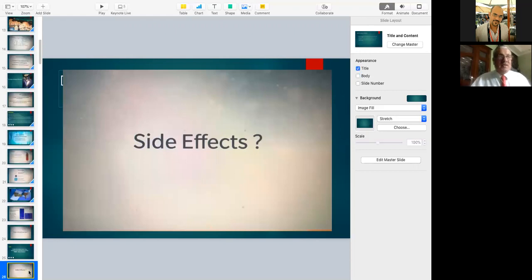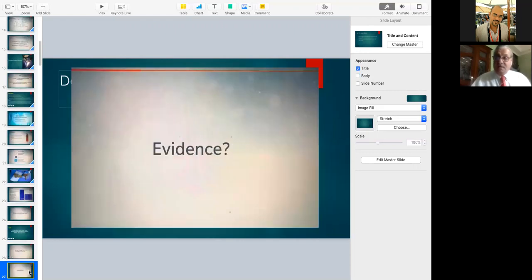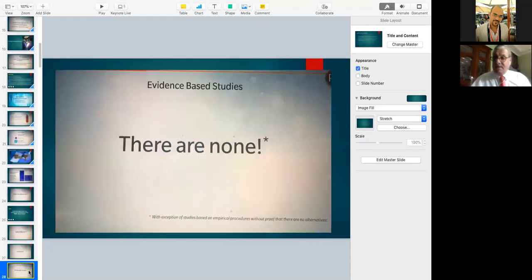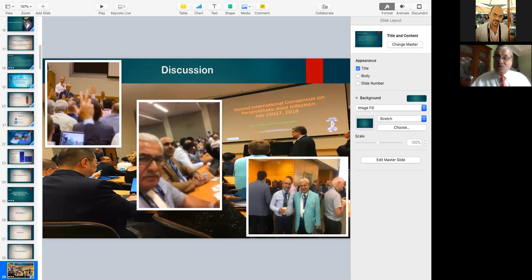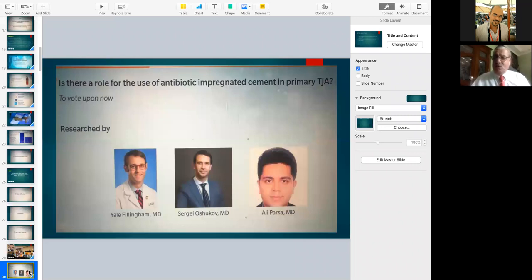And we talked also about the side effects of the antibiotic, whether ototoxicity or nephrotoxicity. And we got into great detail on the evidence for the usage of antibiotic with the bone cement, because some literature says yes, some literature says no. There is controversy about this condition, and it took a lot of discussion about voting regarding this point. And in the end, one question is highlighted: is there a role for the use of antibiotic impregnated cement in primary total joint arthroplasty, whether hip or knee?